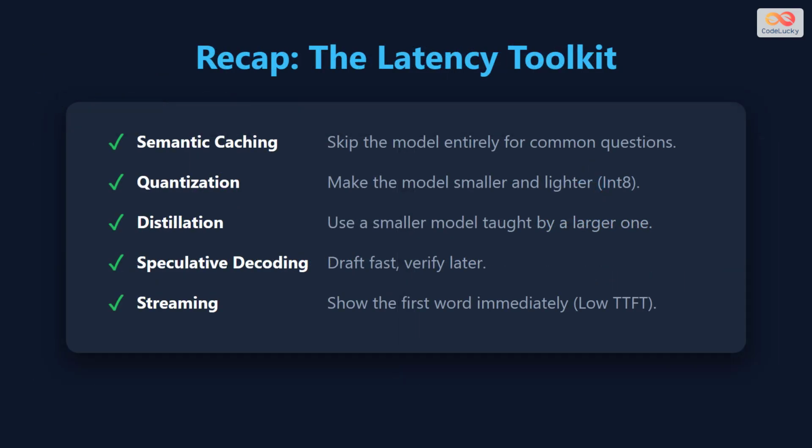To recap, making AI fast involves a mix of strategies. We cache common answers, shrink models with quantization, teach smaller models via distillation, use smart algorithms like speculative decoding, and always stream the output. Combining these techniques transforms a sluggish demo into a production-ready product.